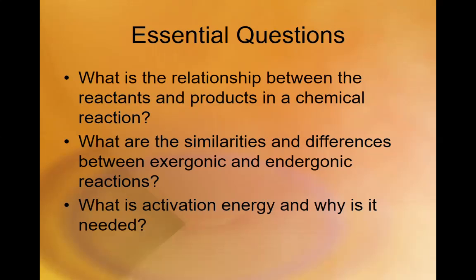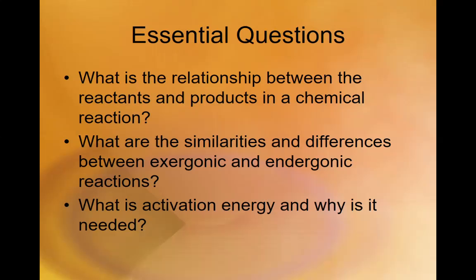Number one, what is the relationship between the reactants and the products in a chemical reaction? Those terms hopefully are ones that you already know. If not, they should probably be in your notes. Number two, what are the similarities and differences between exergonic and endergonic reactions? Some of you may not have heard these terms, but instead heard exothermic and endothermic. I'll talk about why I use this slight variation, but they are similar in terms of their meaning. And three, what is activation energy and why is it needed?